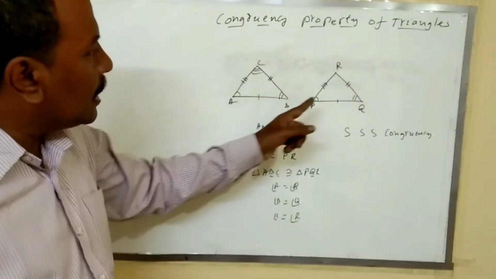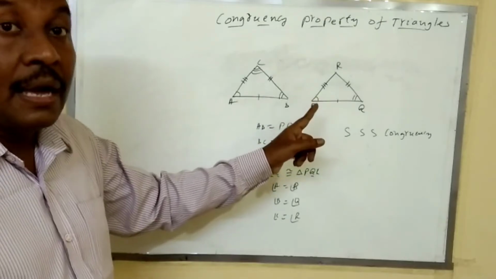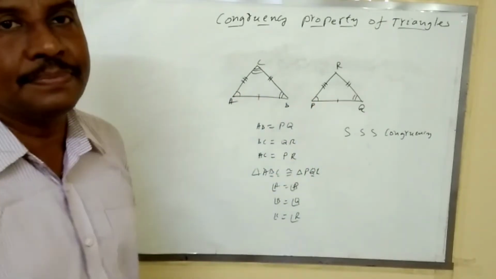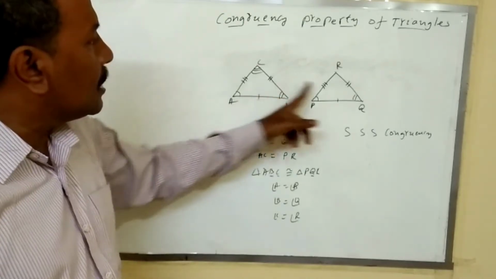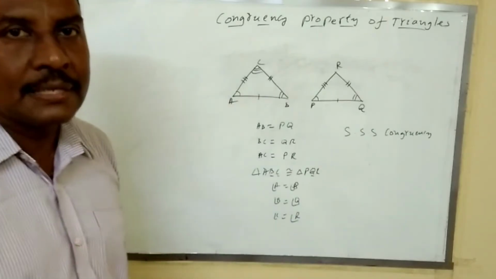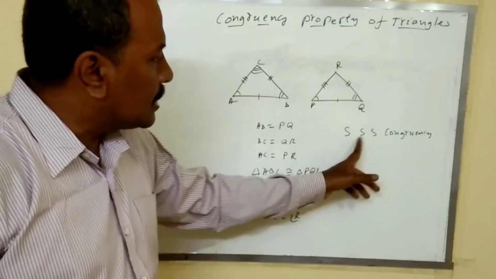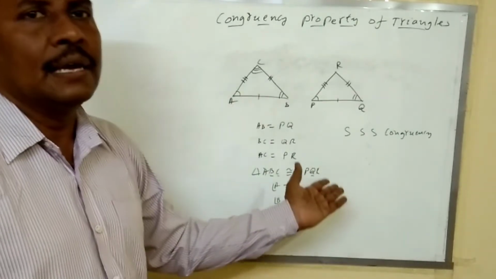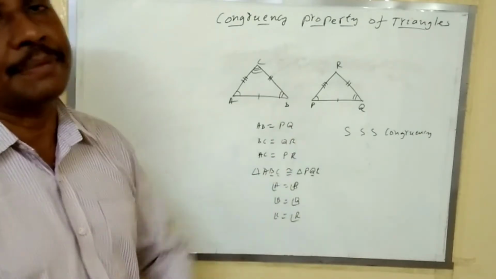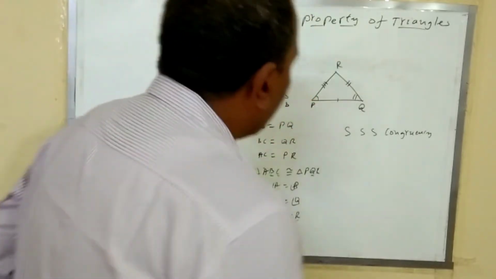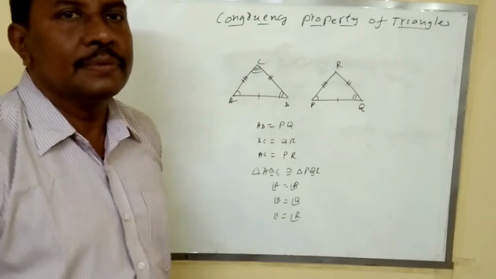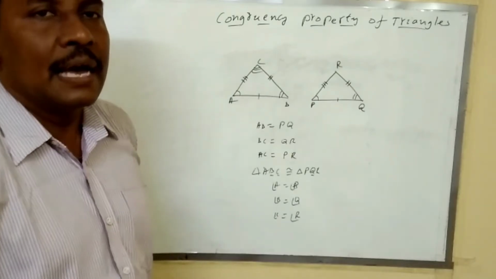If the corresponding sides are equal, naturally the corresponding angles must and should be equal. Then you can say that these two triangles are congruent. So this property is called SSS congruency. You can call it SSS axiom, SSS criterion or SSS property, any way you like. So these two triangles are congruent; first of all, it satisfies SSS congruency.